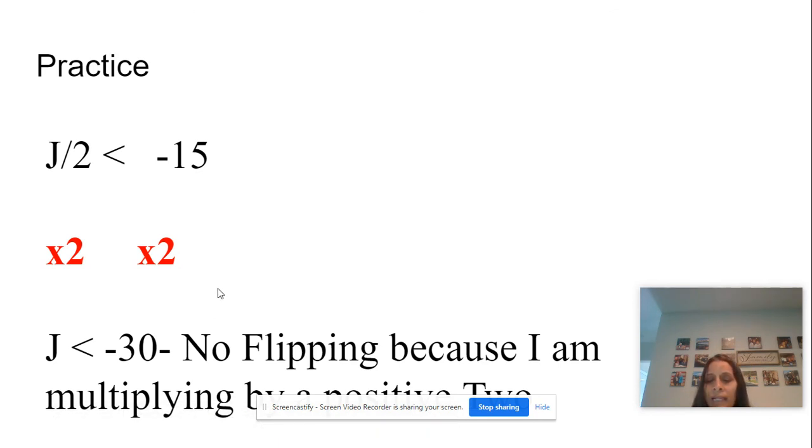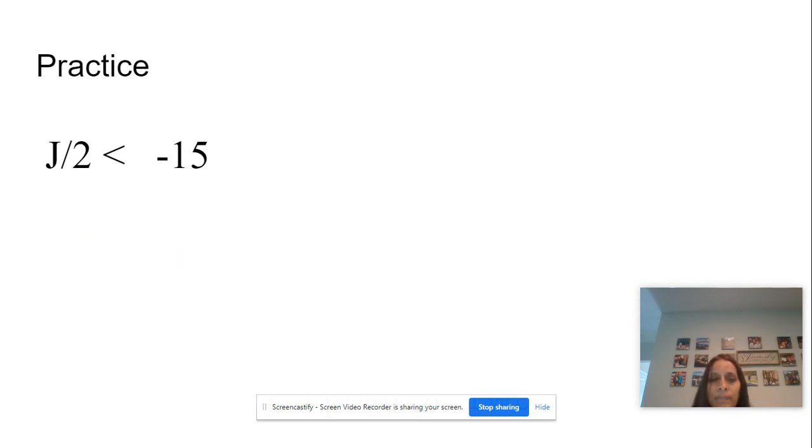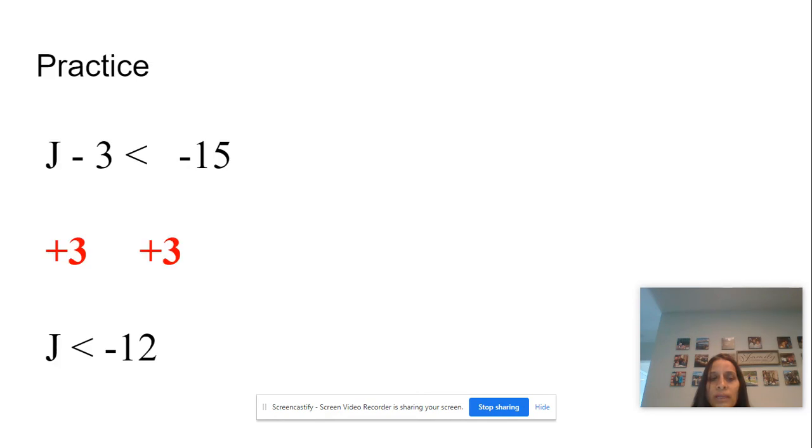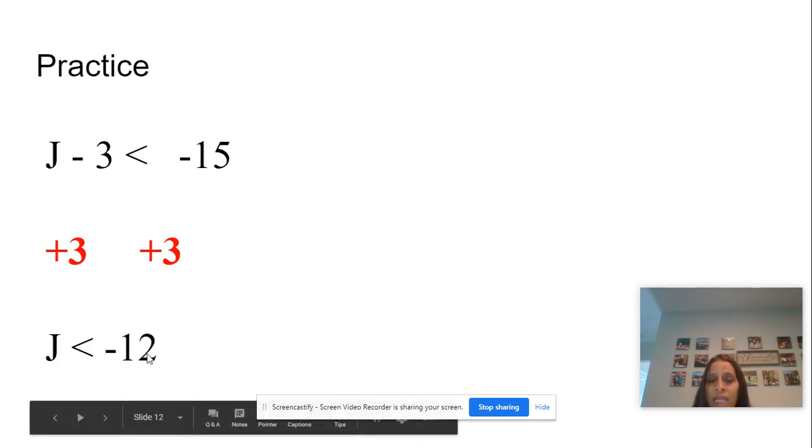Keep in mind that when you solve one-step inequalities, you want to make sure that you're giving one final answer so that you can put it on a number line.